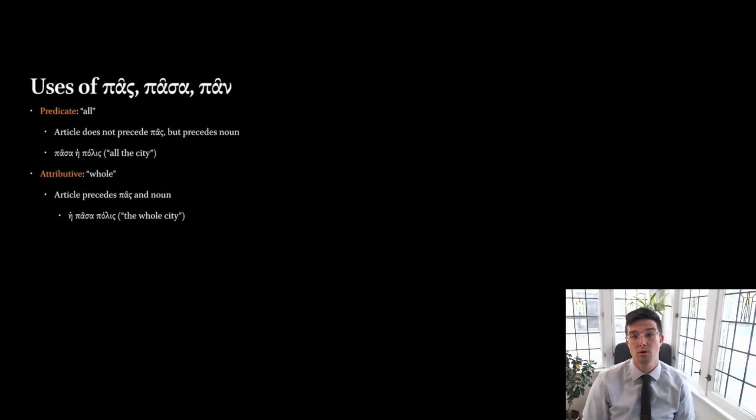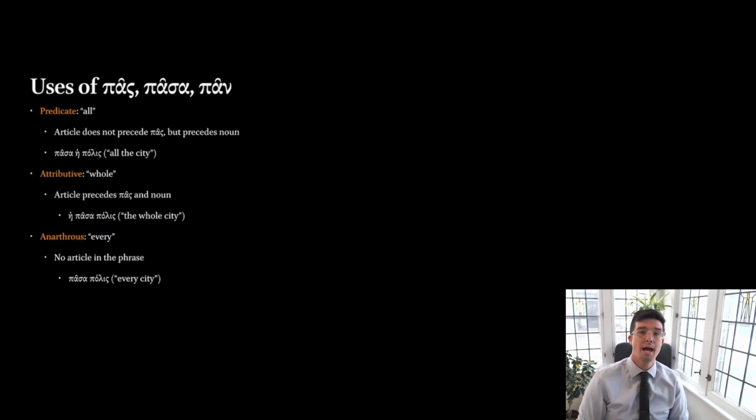When pās, pāsa, or pān is in the attributive position, that is, the article comes right before it, so you'll have something like article, form of pās, pāsa, pān, and then noun, it's going to be translated whole. So here, he pāsa polis, the whole city. Using our same words, but shifting pāsa down after the definite article changes from all the city to the whole city.